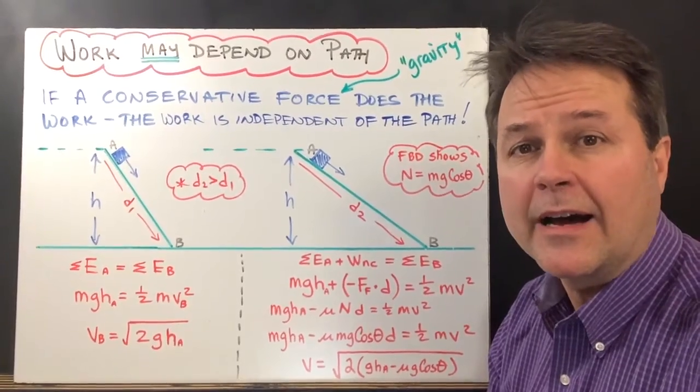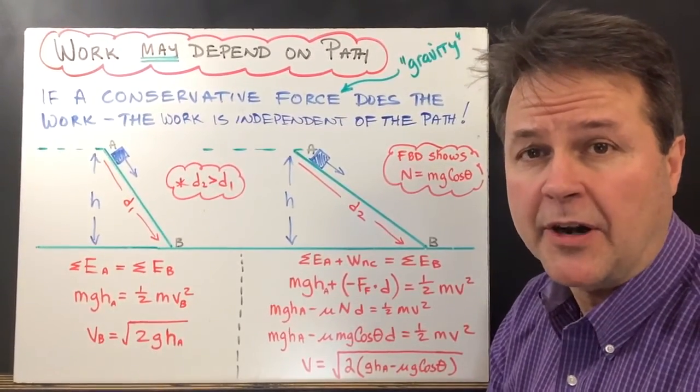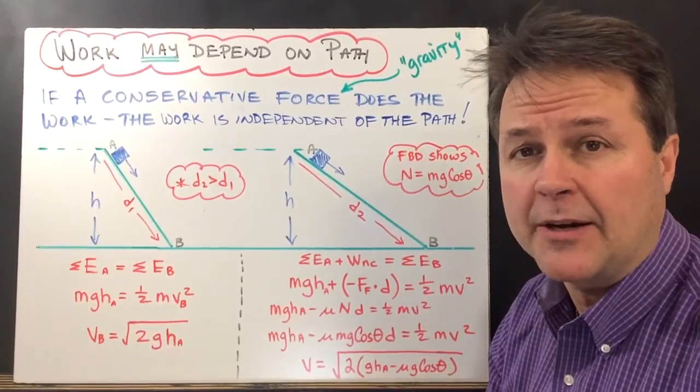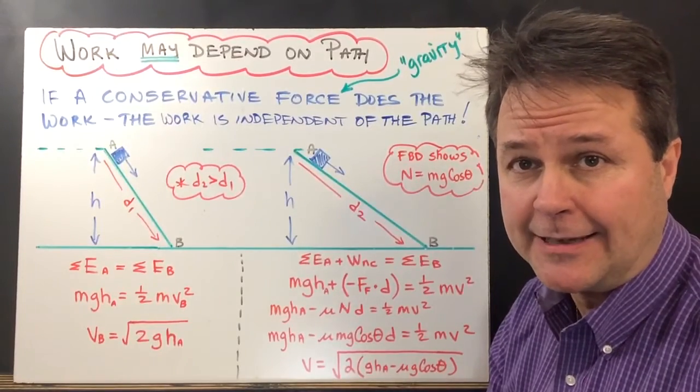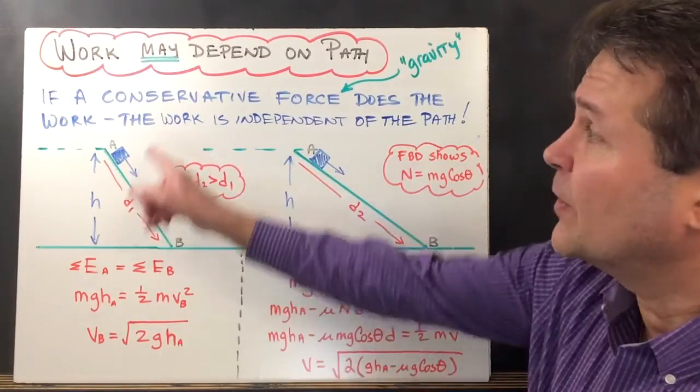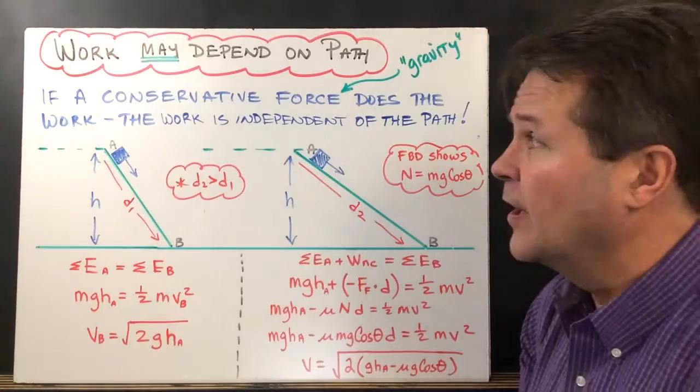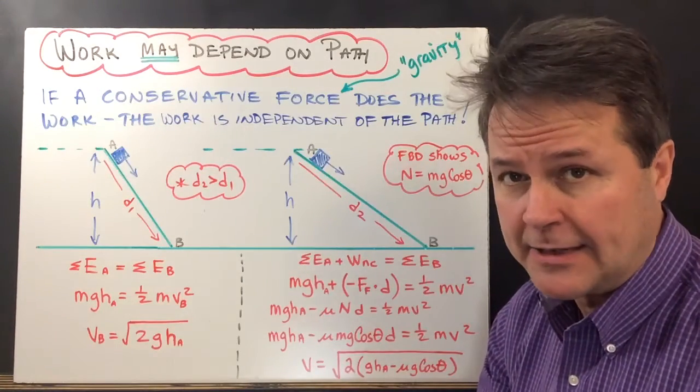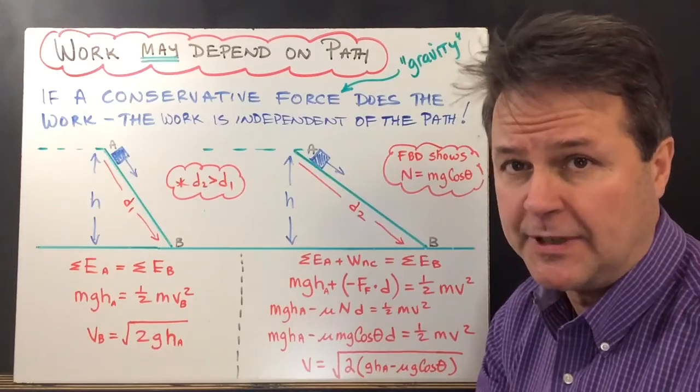In this video, I'll discuss how the work done on an object may or may not depend upon the path that the object takes as it moves. So if a conservative force does the work, the work will be independent of the path. So let's look at that first example.